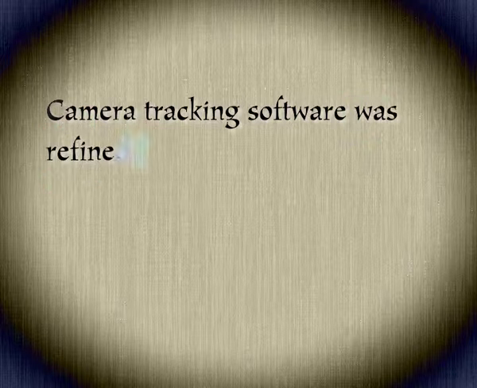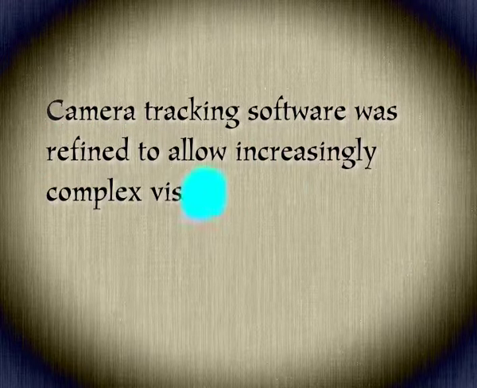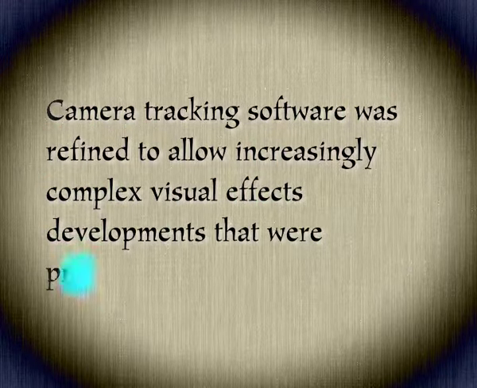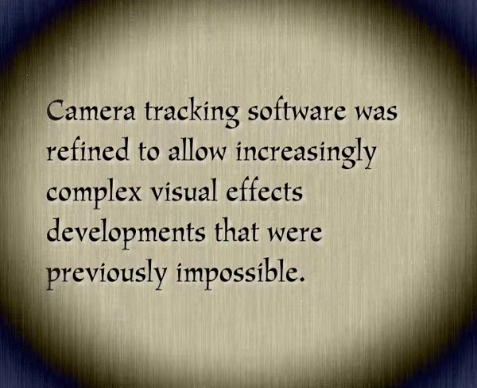In the early 2000s, computer-generated imagery became the dominant form of special effects. The technology progressed to the point that it became possible to include virtual stunt doubles. Camera tracking software was refined to allow increasingly complex visual effects developments that were previously impossible.